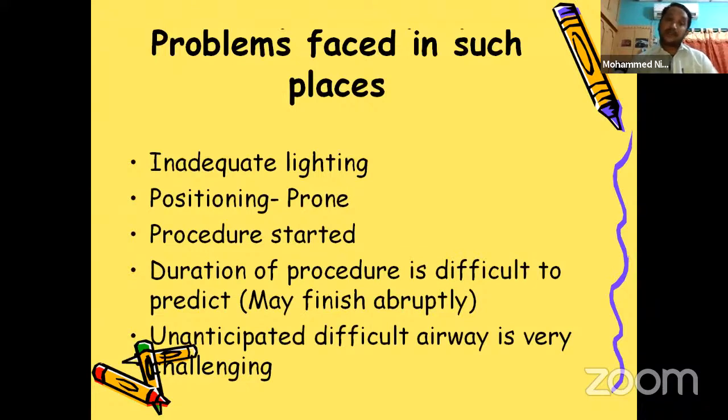Then the other problem is the duration of the procedure is difficult to predict. Some proceduralists finish the procedure very fast. Sometimes they abandon the procedure midway. So you would have given muscle relaxants or long-acting anesthetic drugs. Suddenly they abandon the procedure midway, or they may finish abruptly. So these are some of the problems. Then further, an unanticipated difficult airway is very challenging and difficult to manage in such situations because of all those problems which I have mentioned.